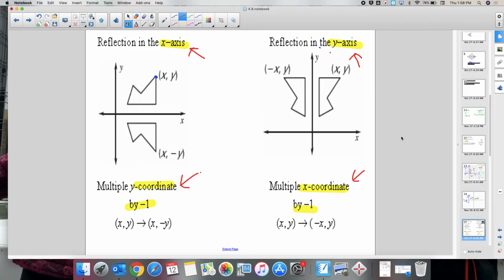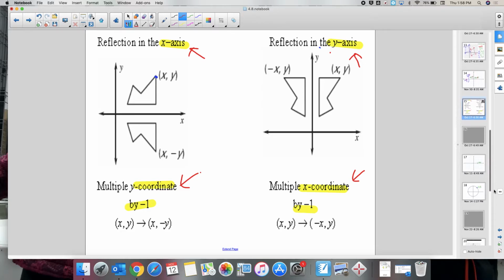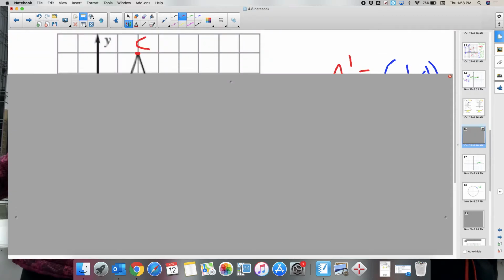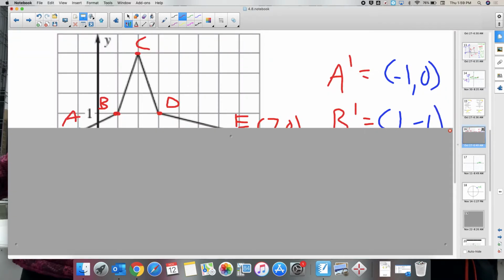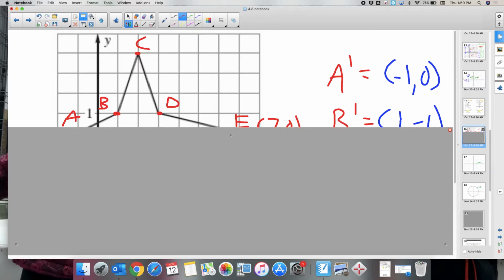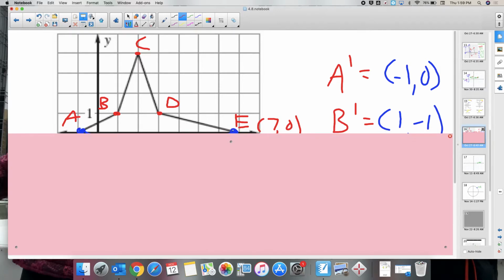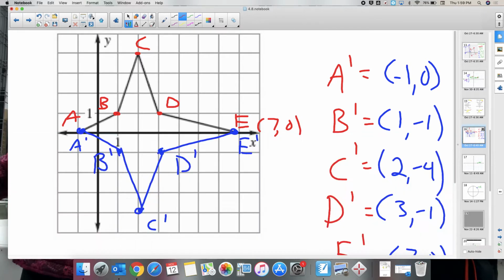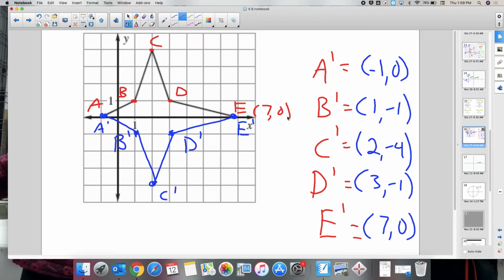So in example 3, it says you are cutting figures out of paper. Use the reflection in your x-axis to draw the other half of your figure. So there's our original figure that they give us to draw our reflection in. There's what it's going to turn out to look like. And then we're going to write down those new points that we get.